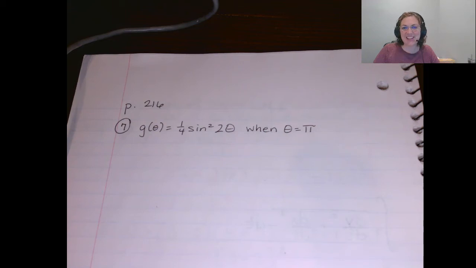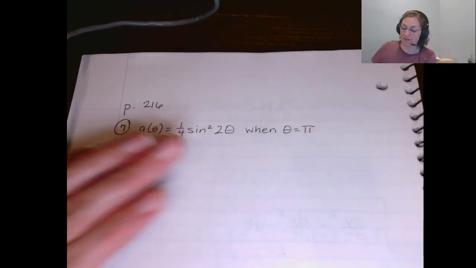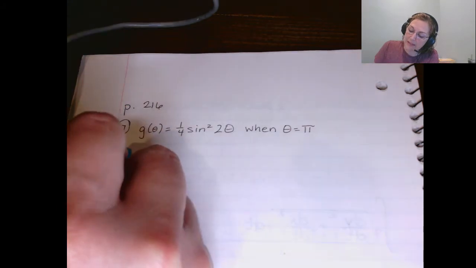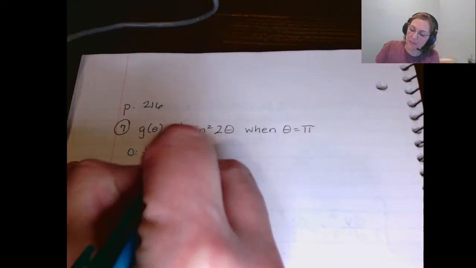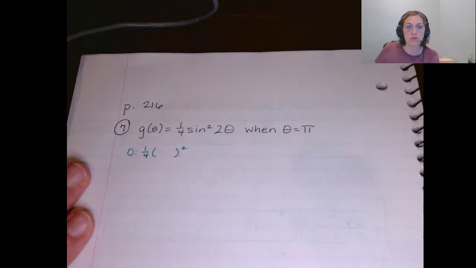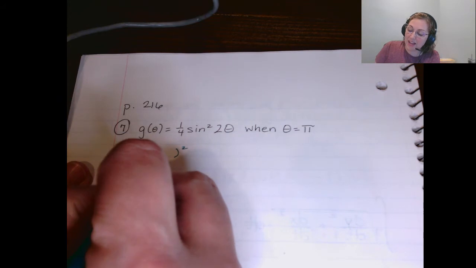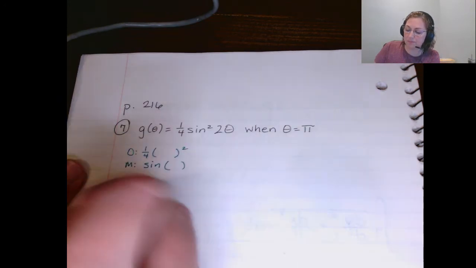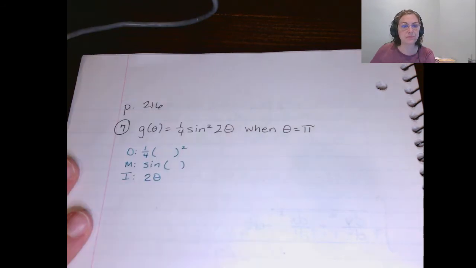Hi there. Let's take a look at finding the value of the derivative at this value we're given for theta. You can see we definitely have some nested functions going on. So I might say that my outer function is 1/4 times something squared. My middle function would then be sine of something. And my inner function then would be 2 theta.